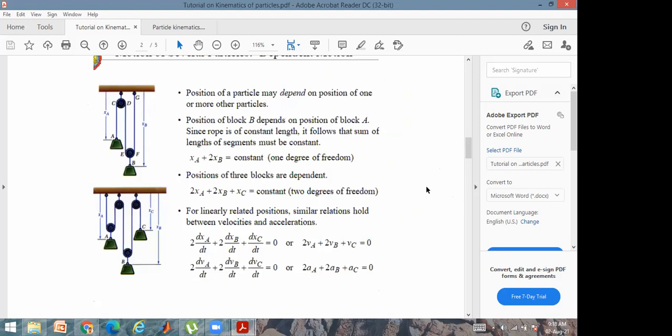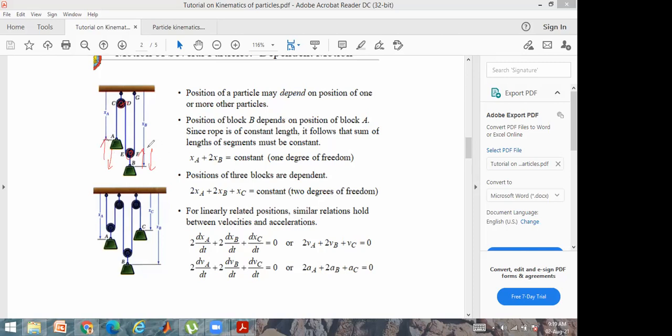Okay, now let's see the same concept. Position of a particle may depend on the position of one or more other particles. As we have already discussed, dependent motion is the motion in which the position of one particle depends upon the position of the other particle. So the position of block B depends upon the position of block A. See, this pulley is fixed, this is also fixed. If A moves downward, it is obvious that B will move upward. If B moves downward, A will move upward.